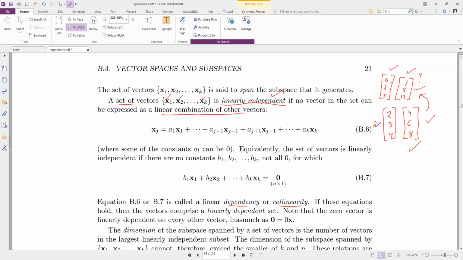So if I take a scalar 2 times this vector, so multiply each element, I'm going to get 4, 6, and 8. So this second vector is kind of redundant, right? Information-wise, think of it in terms of information. This vector here is kind of redundant. How many vectors do I really need here to describe the space, to describe what I'm talking about? Probably just one, right? That's the idea. You don't really need two, you just need one, right?